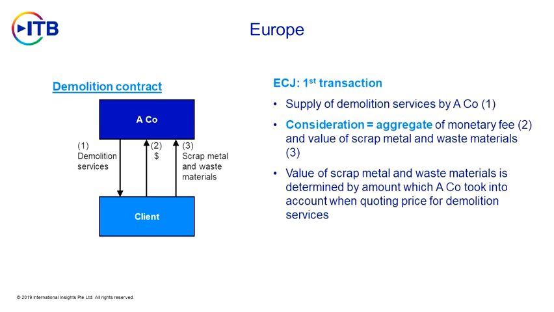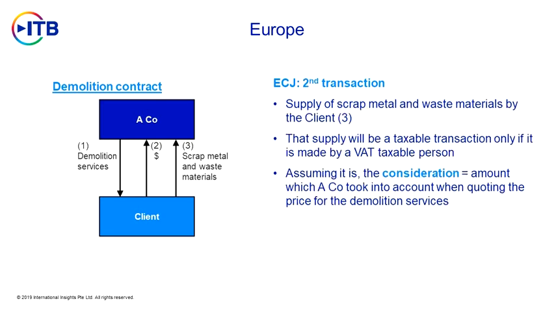The first transaction is the supply of demolition services by ACO, item 1. The consideration for that supply is the aggregate of the monetary fee, item 2, and the value of the supply of scrap metal and waste materials, item 3. That value is determined by the amount which ACO took into account when quoting the price for the demolition services.